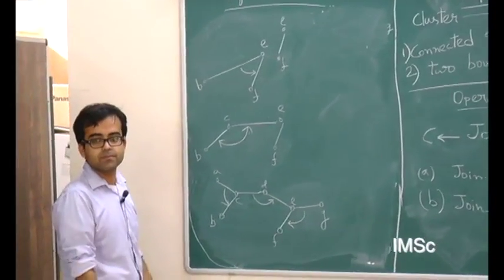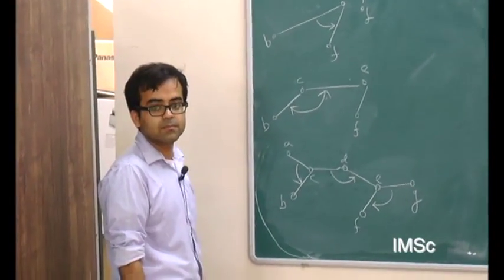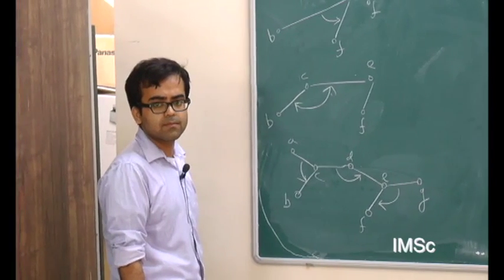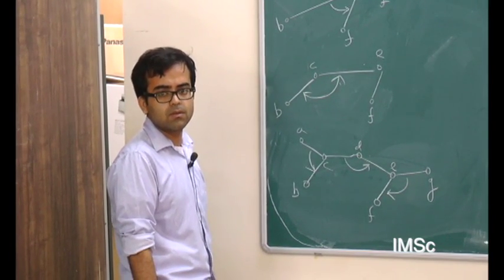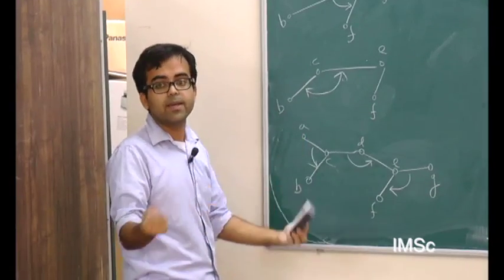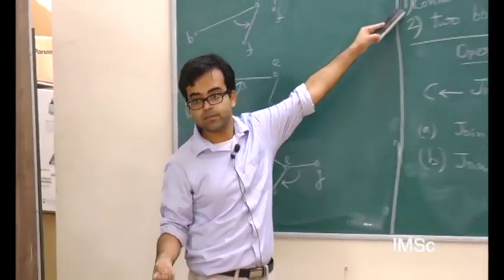One thing. Suppose I am trying to do join of two clusters and they have no vertex in common. What happens? Is there an operation defined for that? No. Because then the new cluster will not be a connected subtree. It will violate this condition.